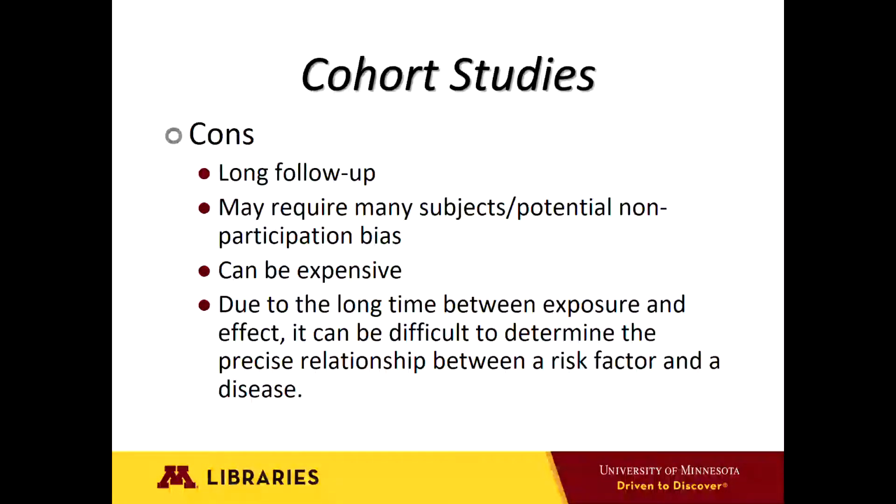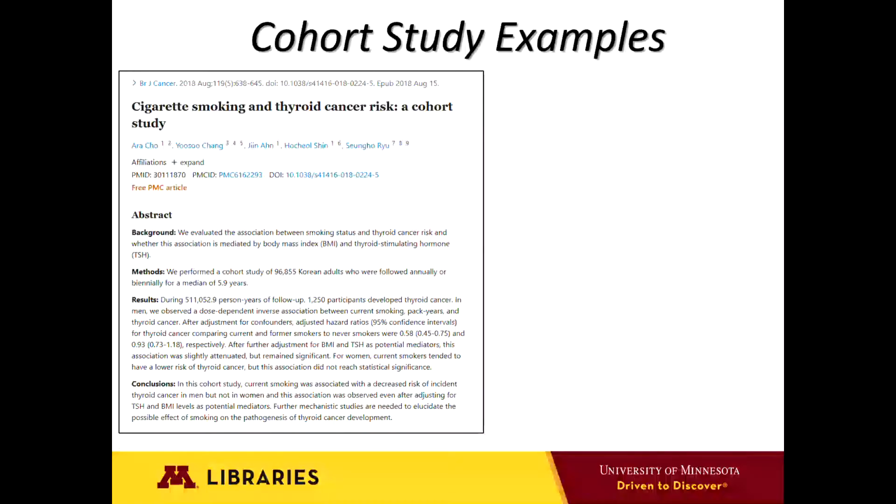Some of the disadvantages of cohort studies are that they are not as reliable as randomized controlled studies, since the 2 groups may differ in ways other than the variable under study. They also involve long follow-ups, may require many subjects or have potential non-participation bias, and due to the long time between exposure and effect, it can be difficult to determine the precise relationship between risk factor and a disease. Here are some screenshots of 4 examples of cohort studies.